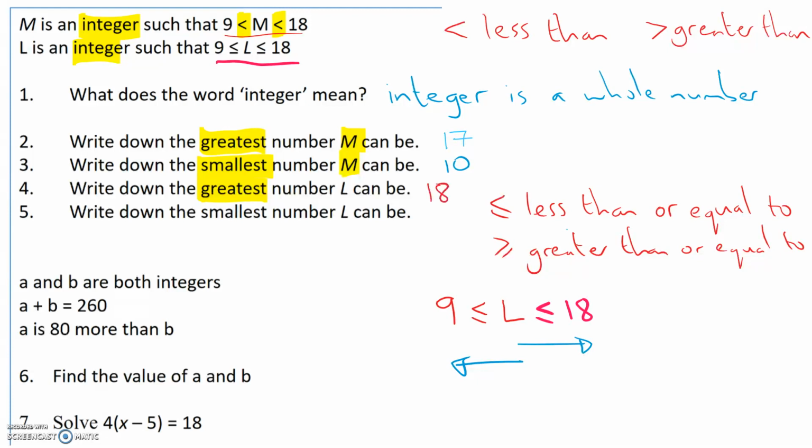Write down the smallest number that L can be. Well, this time we can go all the way down to the 9, because it says L is greater than or equal to 9, or 9 is less than or equal to L. So the smallest number that L can be this time is 9.